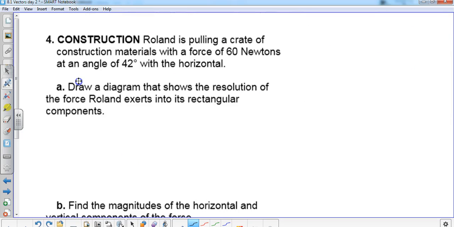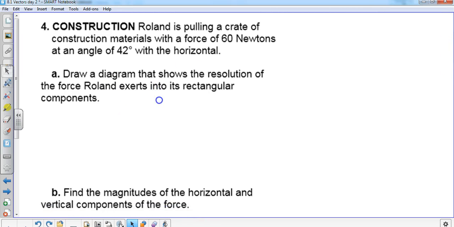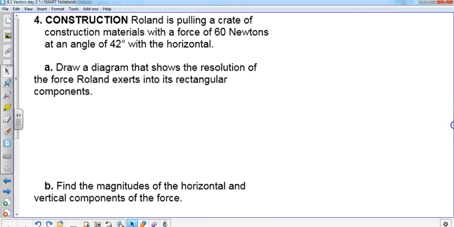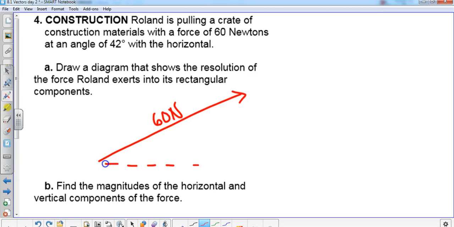All right. Let's try this. They're not all that complicated. Some of them don't have two forces. I didn't think that was actually horrible. I don't know what you thought, but goodness gracious, what am I doing here? I'm trying to just move this up. There we go. Okay, Roland is pulling a crate of construction materials with a force of 60 newtons at an angle of 42 with the horizon. Draw a diagram. Now the book thinks we're going to get out our compass and protractor and choose a scale and ruler and all kinds of good stuff. We're not. We're going to do this, yes?